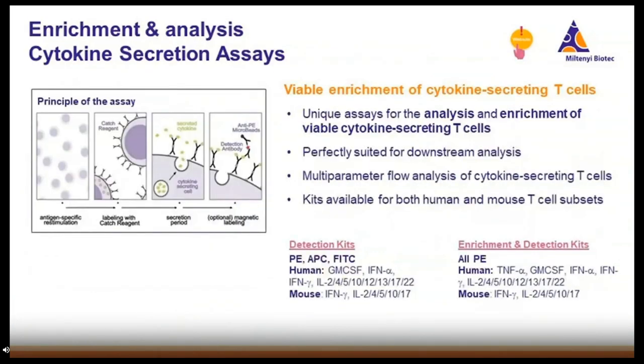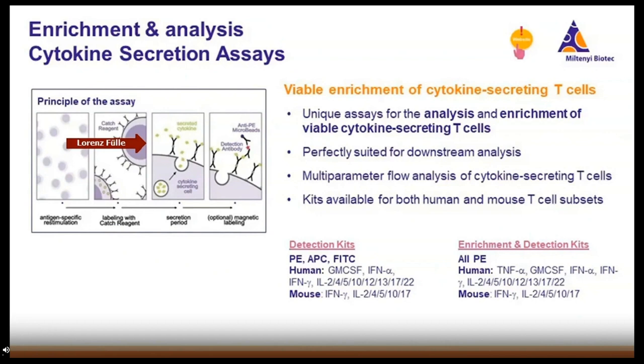Furthermore, I also want to point out a cell separation product that is absolutely unique, and these are the so-called cytokine secretion assays. Cytokine secretion assays, or CSA, allow the viable enrichment of cytokine secreting cells from both mouse and human samples. And the principle is actually rather simple. First, the secreted cytokines are immobilized on the cellular surface by the so-called catch reagent. Basically, thereby the cell labels itself with its own cytokines.